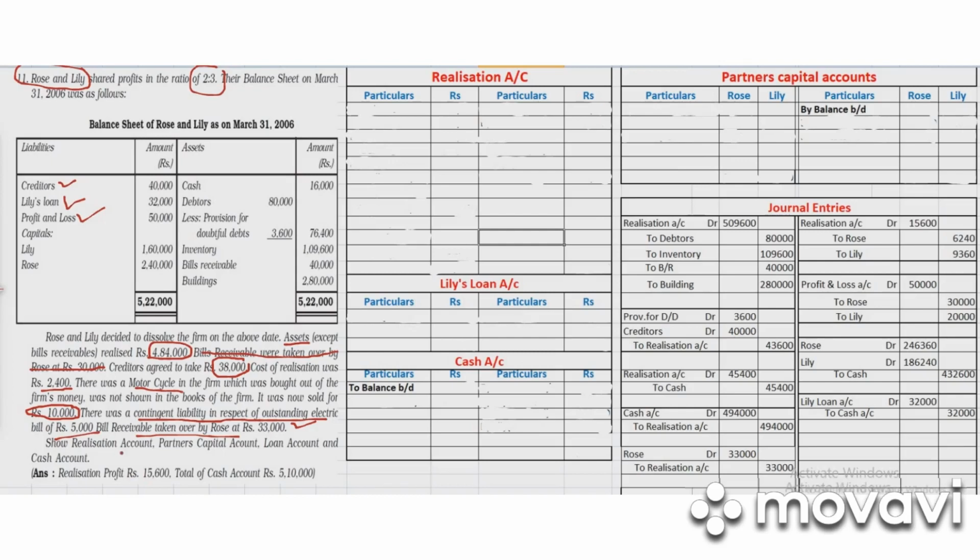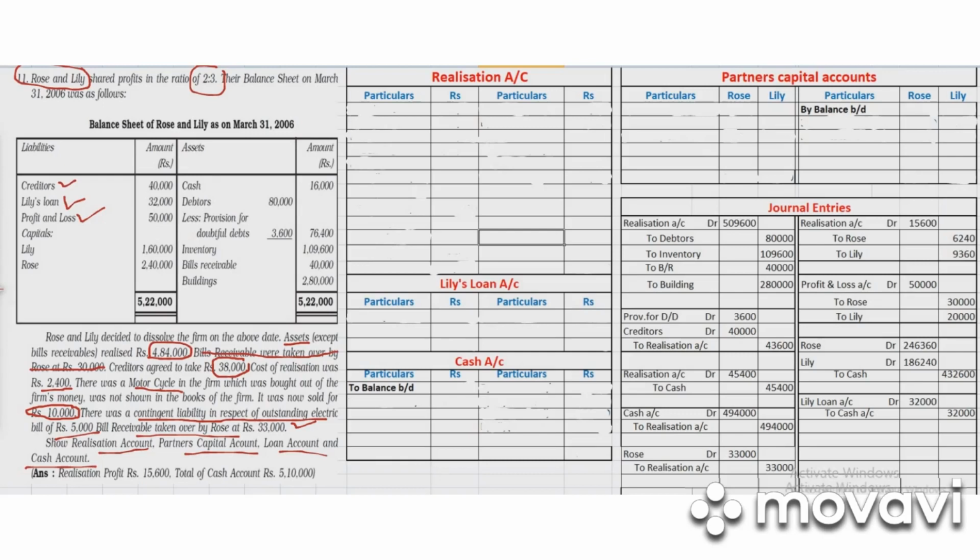You have to prepare your realization account, capital account, loan account, and cash account. These are the accounts which are required to be prepared. I think you got a clear idea about the question, about the partners' ratio, balance sheet items, the sale proceeds and the settlements of liabilities. So in this way, you try to understand the question, study the question, get the summary of it, then start preparing the account. This is the correct thing to do in the examination.